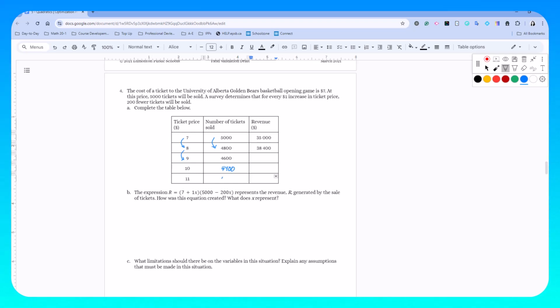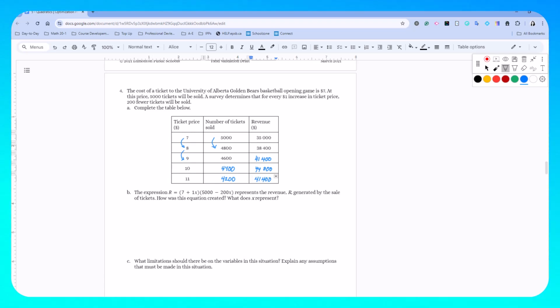To get the revenue, which is the money they take in, all they do is multiply the ticket price by the number of tickets sold. So the revenue is ticket price times this, and let's fill it in. We get 41,400. Here we get 44,400, and this one we get 41,400 again.